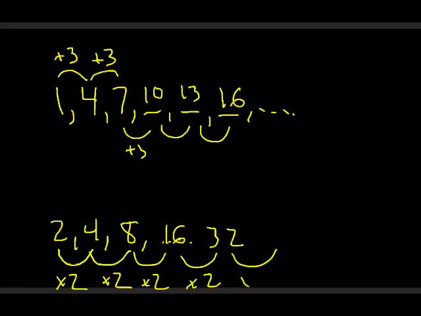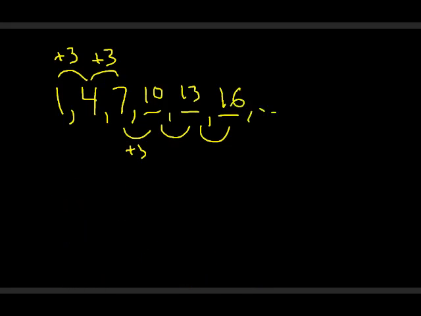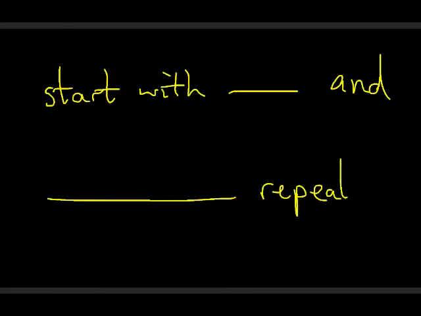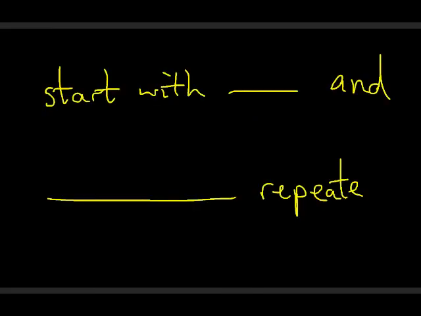Now, if we jump back to our last one, let's go to the addition one here. So there's our addition. It's pretty obvious what we're starting with. Looks like a 1. And then each time we're adding 3. So now if I go back to my big rule that I put there, all I'm going to say is start with 1 and add 3 repeatedly.